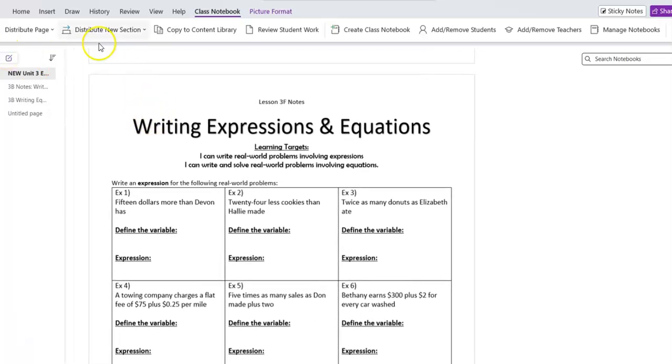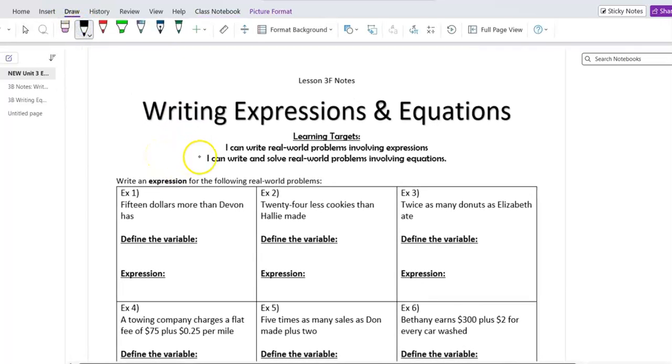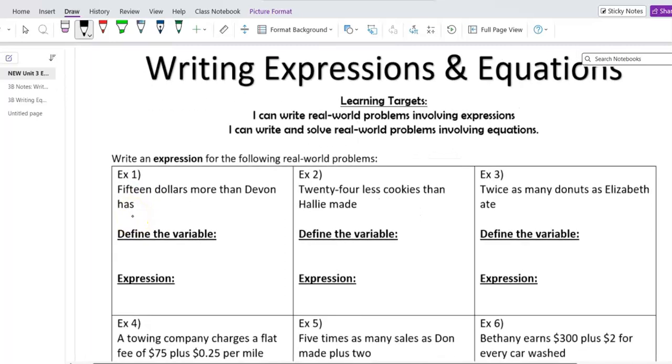We are going to be looking at writing equations and expressions. Our learning targets are: I can write real world problems involving expressions, and I can write and solve real world problems involving equations. So first up, we have this $15 more than Devin has problem.